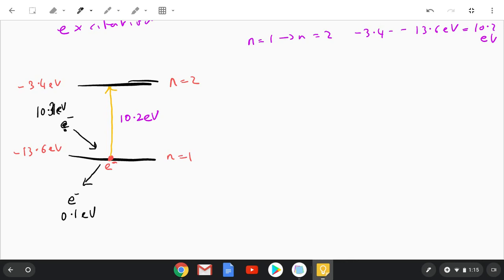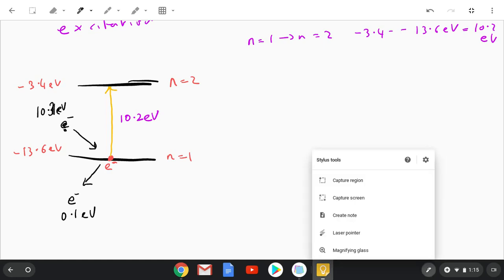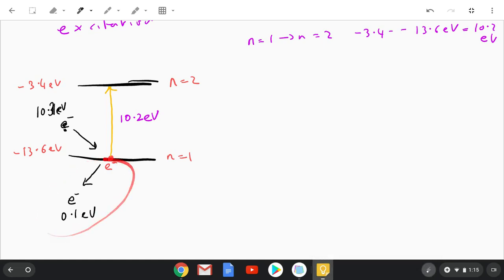Now this incoming electron is not an atomic electron, so it's not bound by the atom. So this is an electron collision that has caused excitation. The previous example was a photon being absorbed and causing excitation.